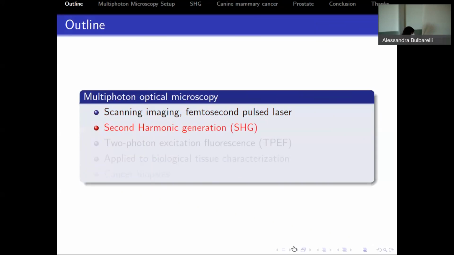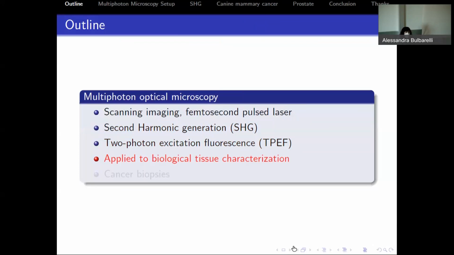And one of them is second harmonic generation. I will show a little bit what it is. And the other one is two-photon excitation fluorescence, which we use on many biological materials to characterize how these processes change point by point in the sample. And in this talk, I'm going to be showing details on cancer biopsies.